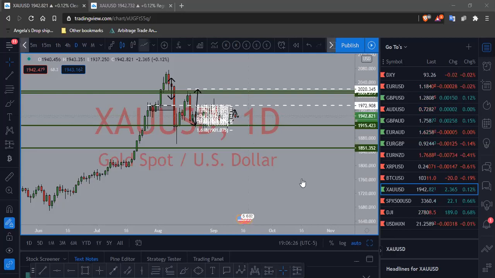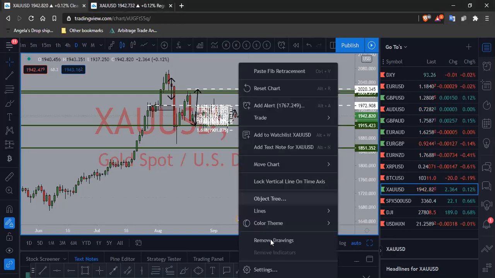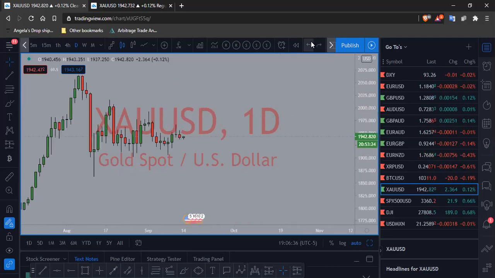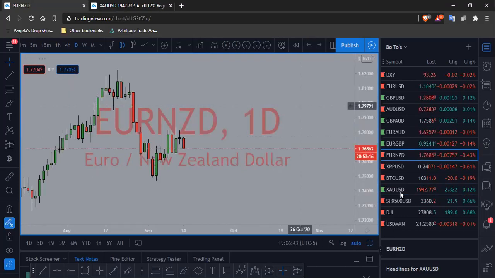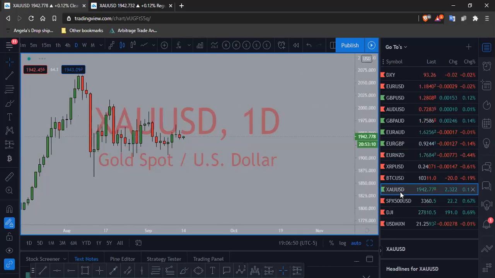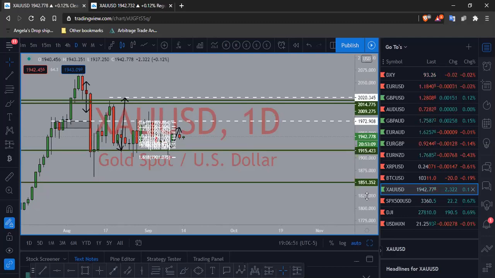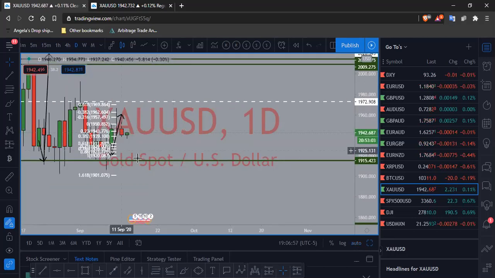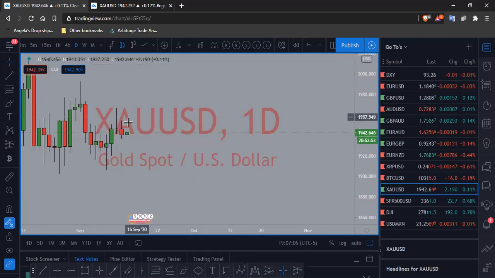Okay. So gold, remove drawings, remove all of that. Or actually, let me see real quick. Go back. Not that back. Well, yeah, came down to 1915, pushed up. That's what I wanted to see. I said 1930. Let's get into another entry, pushed up. So now I could get rid of all of that.